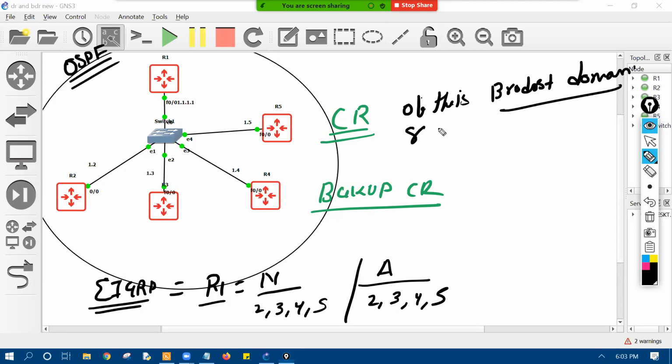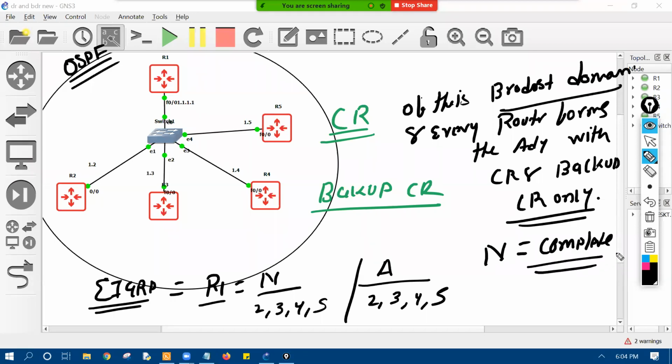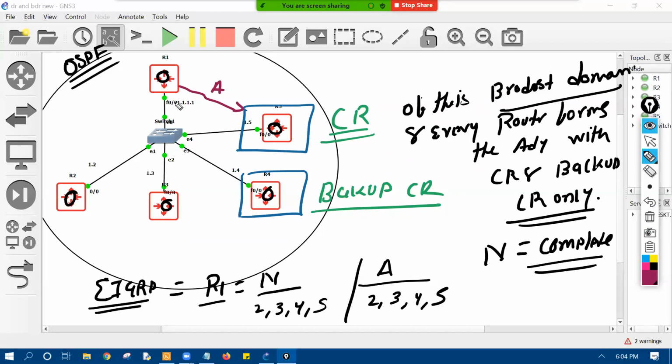And every router forms the adjacency with CR and backup CR only. But neighborship, of course, complete. It is something like that. If I'm going to enable the OSPF on this guy, this guy, this guy, this guy, and this guy, and I have declared that R5 will become the CR of this classroom, and our backup CR is R4, what happened? Every router is going to form the adjacency with CR and backup CR only.